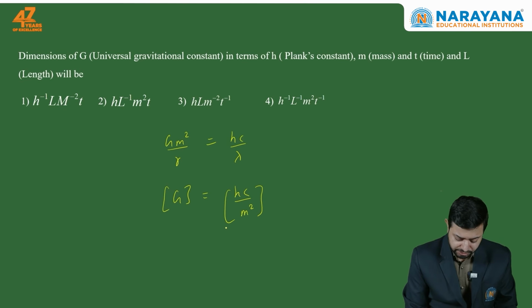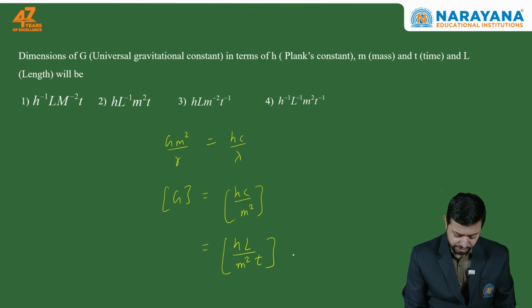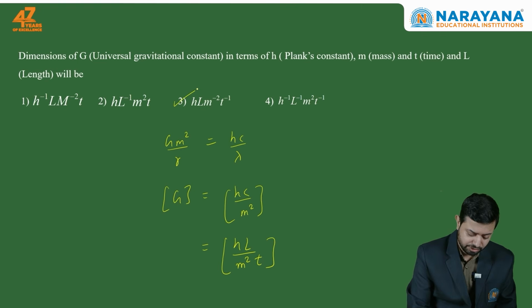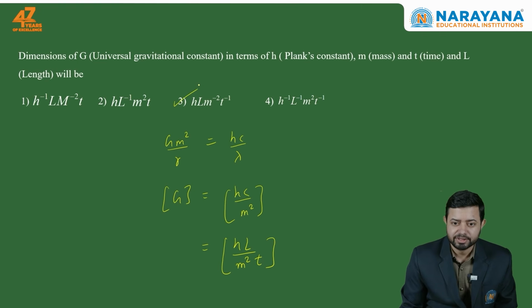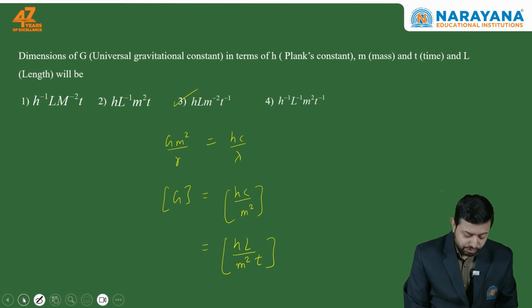So the dimension formula of G in terms of h, c and m squared is coming, and c is the speed, so it is L, right. So h L, okay, divided by m squared and t. That is the formula. So h L m power minus 2 t power minus 1 is the third option. I hope it's clear, okay. So this is how this question has to be done. The trick was to go by the energy formula to find the gravitational dimensional formula, okay. Let's move to the next question.